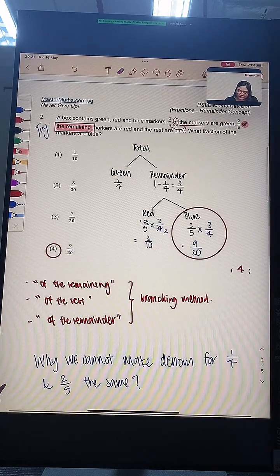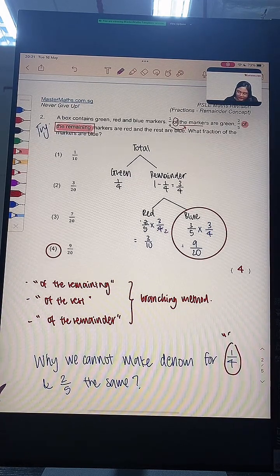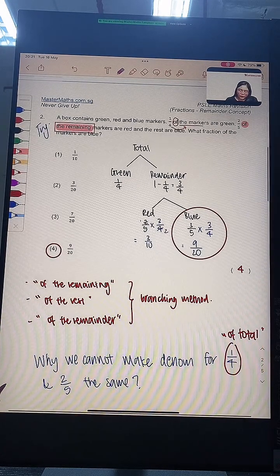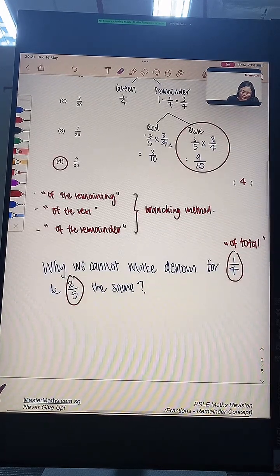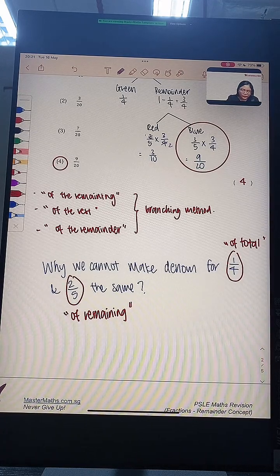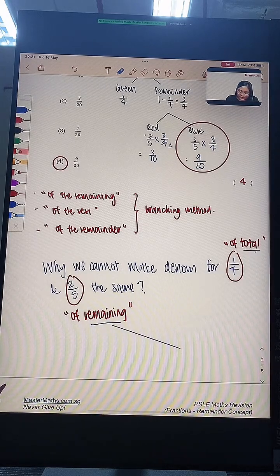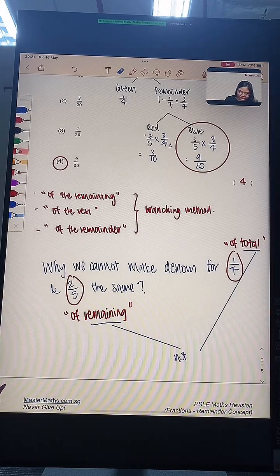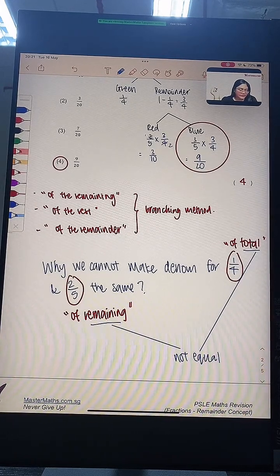Let me explain. 1/4 here is of the total. Of the markers means of the total, whereas 2/5 is of the remaining. Total and remaining are not the same. Total and remaining are not equal. Therefore, we cannot make the denominators the same. Do we understand now? Do we all understand? Yes?